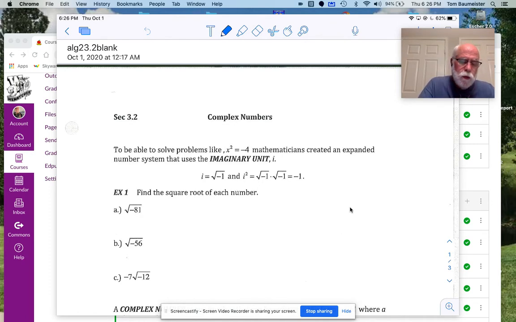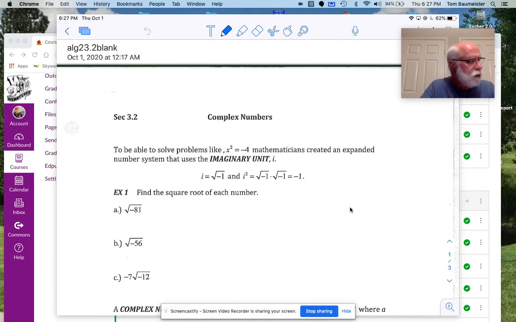So, to be able to solve problems like x squared is equal to -4, mathematicians created an expanded number system that uses the imaginary unit i. Imaginary unit is kind of a bad word. That's what they called it at the beginning, and it just stuck. With the imaginary unit, i is equal to the square root of -1, and i squared would equal -1.